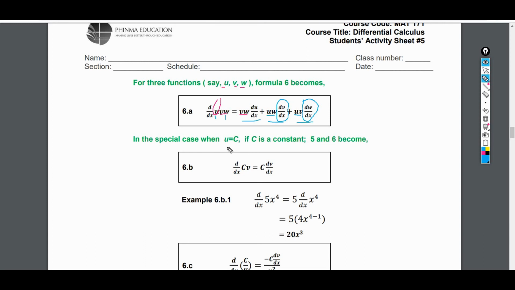Okay, in a special case when u is equal to c, if c is a constant, okay, 5 or yung ating equation 5 and 6 sa taas kanina will become this one. Okay, so ayan lang yung sinasabi ko kanina na itong constant ilalagay lang natin sa labas. Tapos kunin natin yung derivative ng function na katabi niya. Okay, so ito yung example, 5x raised to 4. So nilabas yung 5 and then kinuha yung derivative ni x raised to 4.